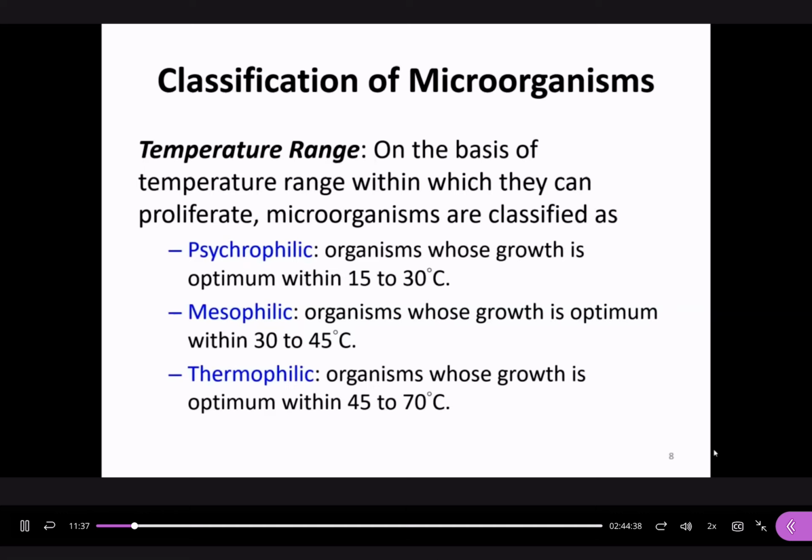So what does philic mean? Philic means like. For example, thermophilic: they like the temperature. What have we learned?